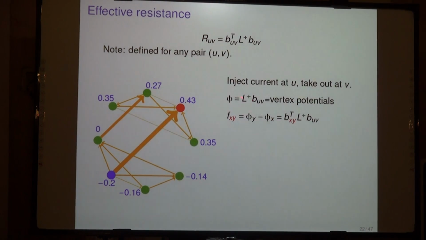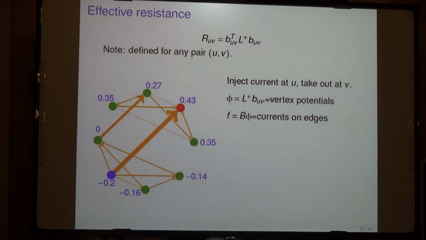Good. So now this is not quite, and in fact this already explains this formula, but it's not that important. What is important is that these vertex potentials induce an electrical flow in the graph. And the flow on an edge xy, shown here, is exactly the difference between the potentials of y and x. So in particular, that's why the effective resistance between U and V is the potential difference induced when you send 1 unit from U to V.